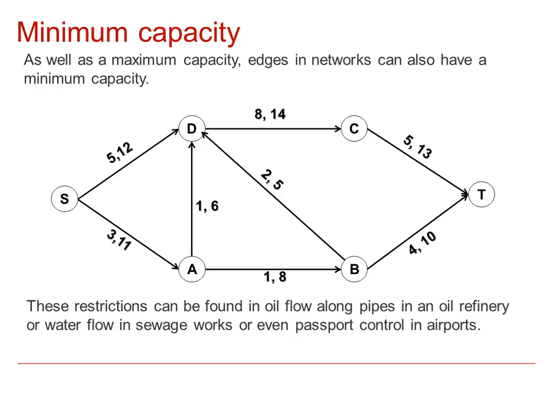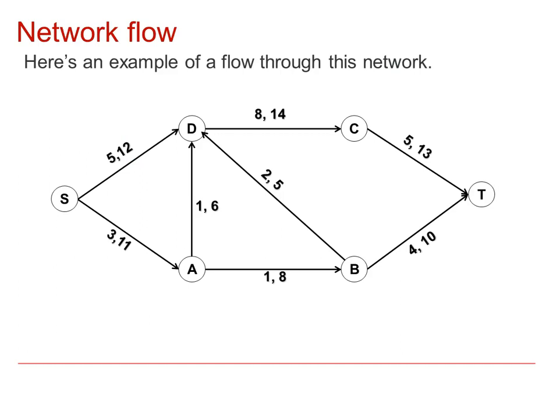So for example, here we can see that from S to D, two numbers are quoted there. 5 is the minimum flow that is required from S to D, and 12 is the maximum possible flow. Previously, when we wanted to find an initial flow, one way was simply to assume that the flow was 0 throughout the whole network. However, we can't do that now because we've got to have minimums.